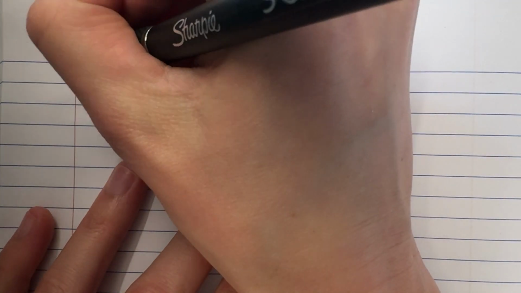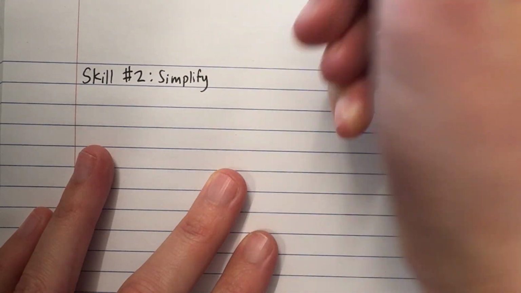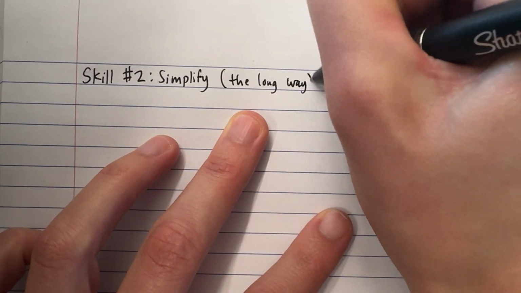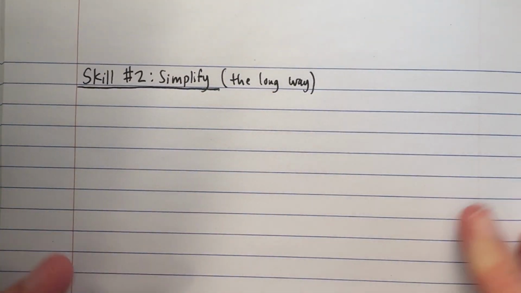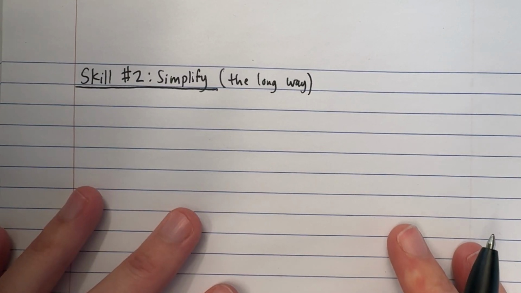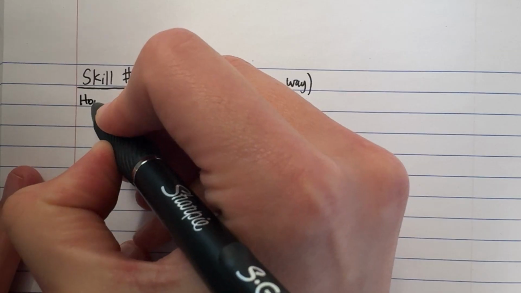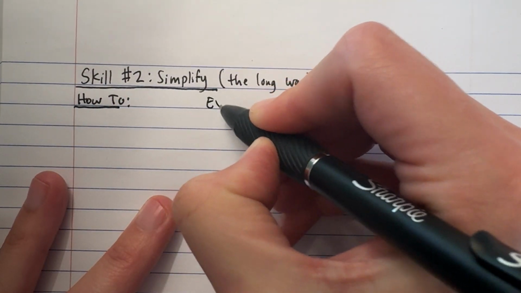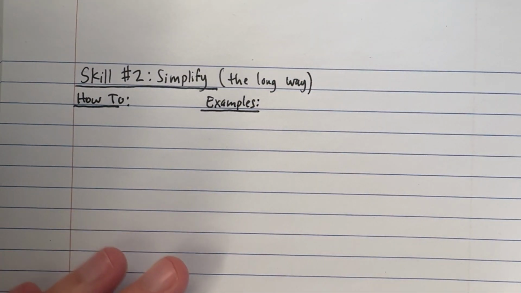So this is still skill number 2, simplifying. It's a continuation of yesterday's notes, but this time we're going to do it the long way. And the long way works every time. It works even if you can't think of the numbers. So it's nice to have this to fall back on if you aren't able to think of the numbers the other way. So here's how we're going to do it, and then we're going to put some examples.